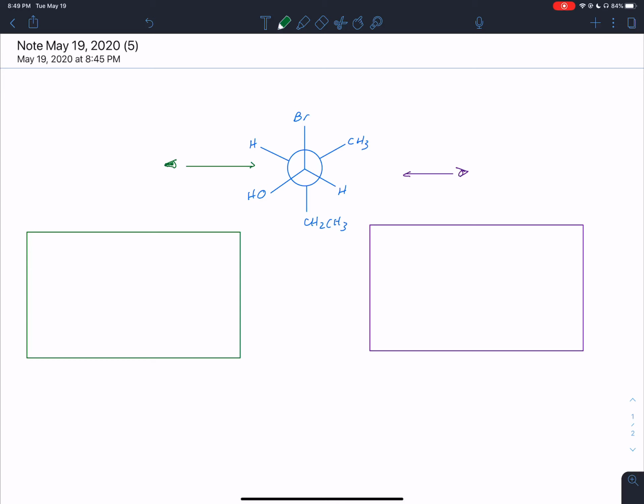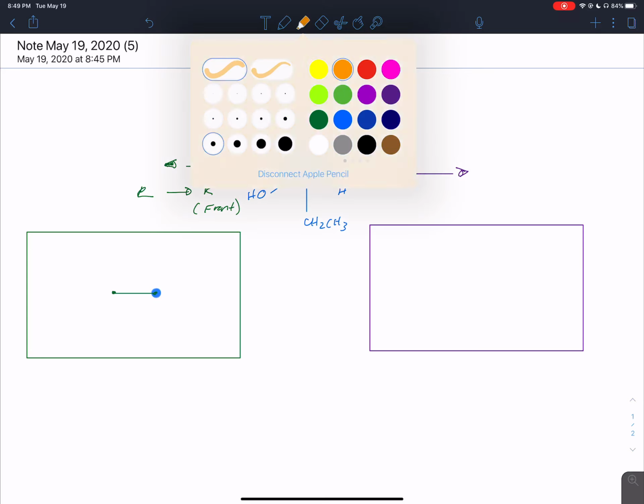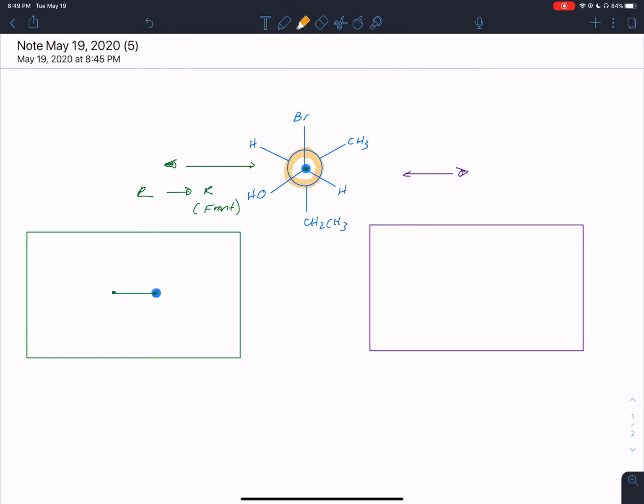What we are going to do here first is make a line, and one of these points will be the front carbon and one of these points will be the back carbon. If we are looking from left to right, I want you to think the front carbon of your Newman will be on the right. So in whatever direction we're looking, the front will be on the right. Therefore, the front carbon is this carbon, and the back carbon, which I'm going to make in orange, is going to be this carbon. Okay.